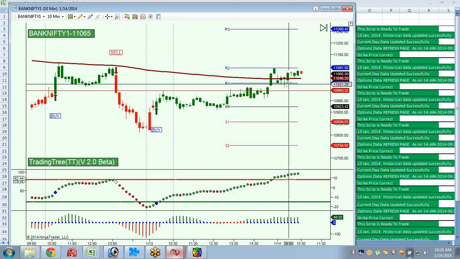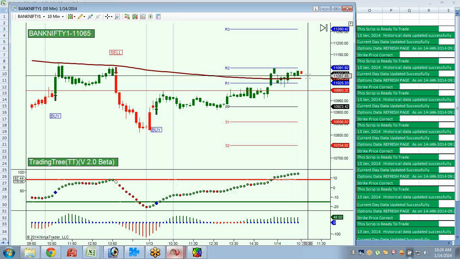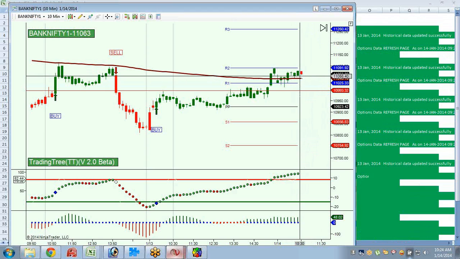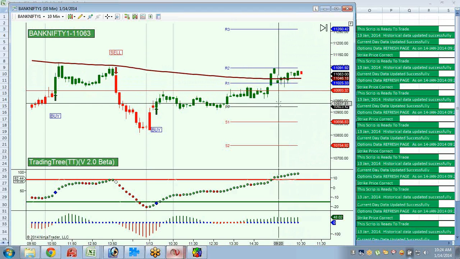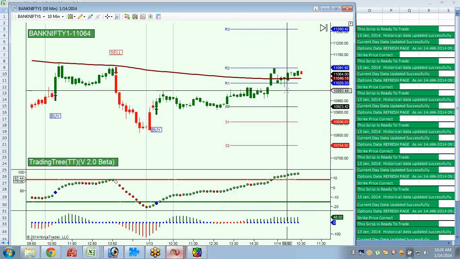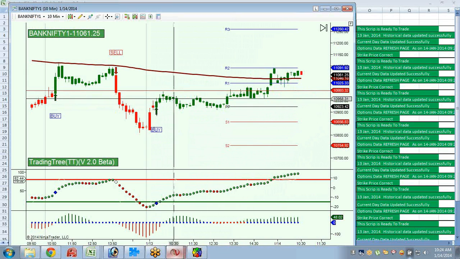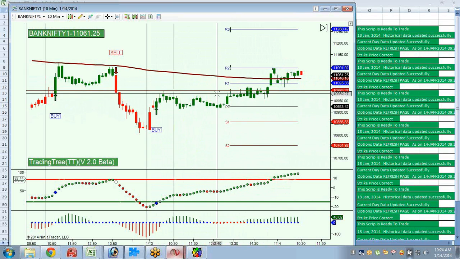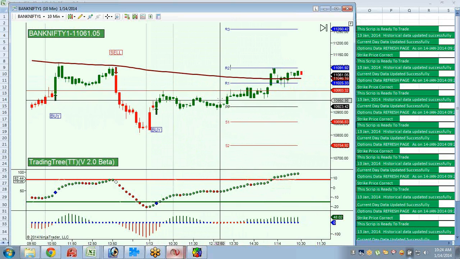So that will give you something like 20-30 points, and then you keep on trailing it. Once this candle closes, you see which is the recent low and then put it there. So you can keep on trailing. Anyway, we are changing the stop loss line also, so that you can comfortably put the stop loss, not these big gaps.